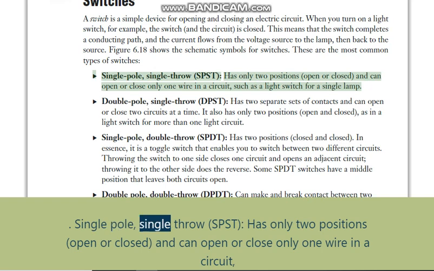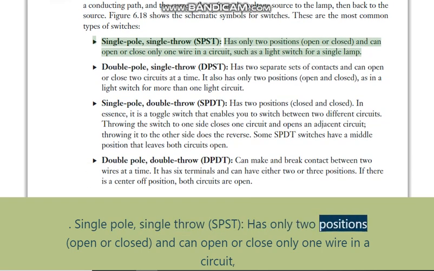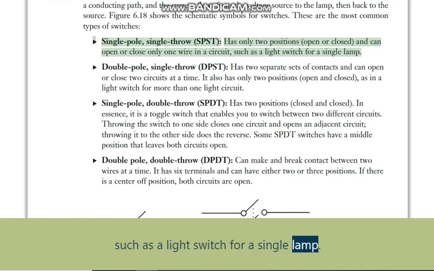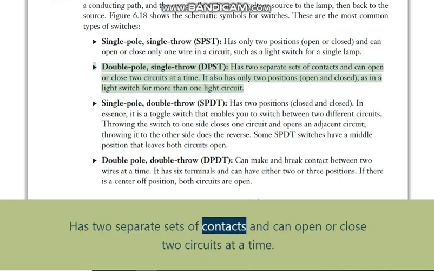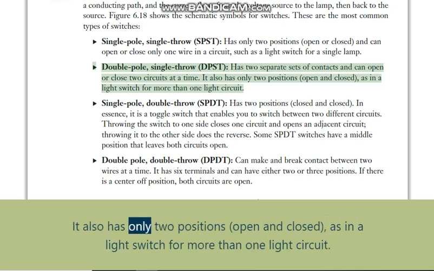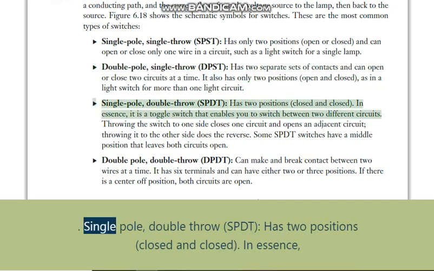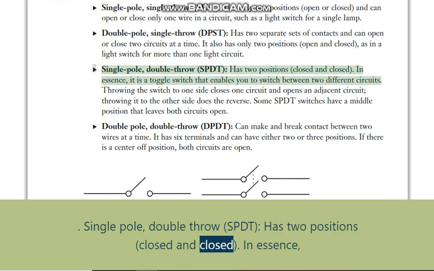Single pole, single throw, SPST, has only two positions, open or closed, and can open or close only one wire in a circuit, such as a light switch for a single lamp. Double pole, single throw, DPST, has two separate sets of contacts, and can open or close two circuits at a time. It also has only two positions, open and closed, as in a light switch for more than one light circuit. Single pole, double throw, SPDT, has two positions, closed and closed.